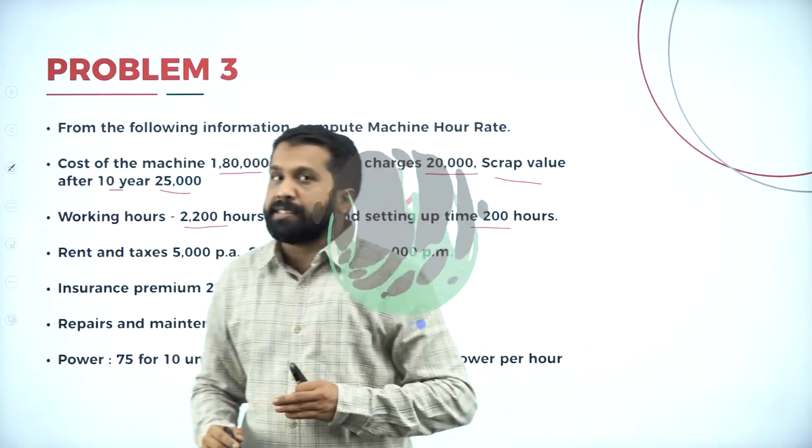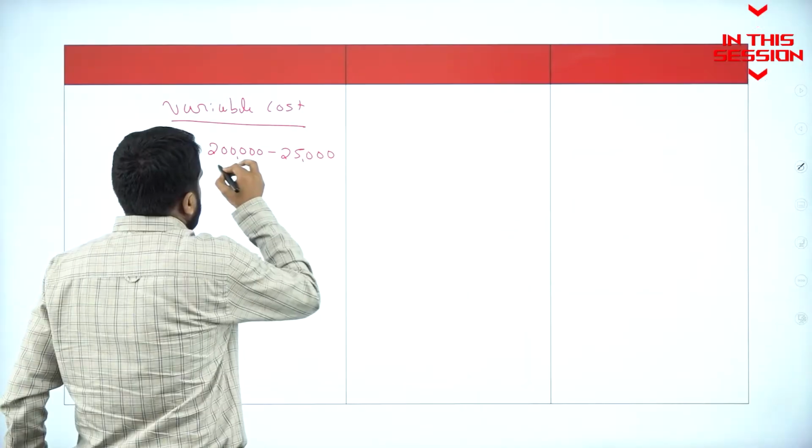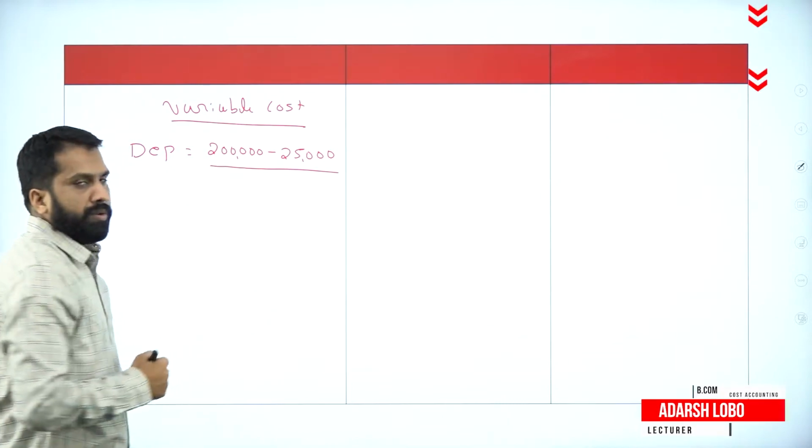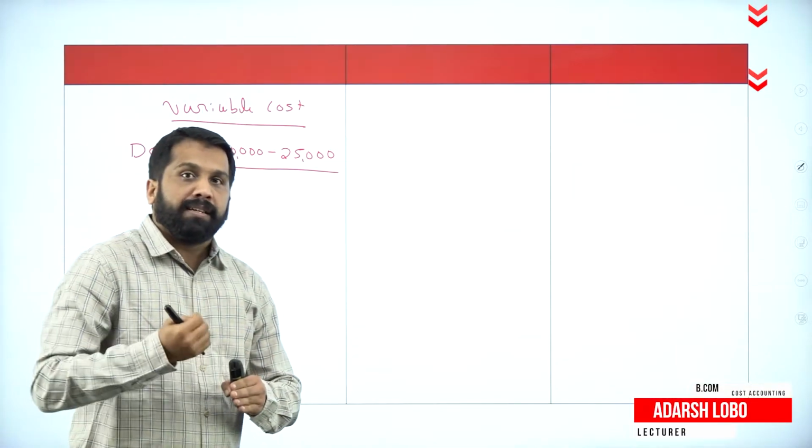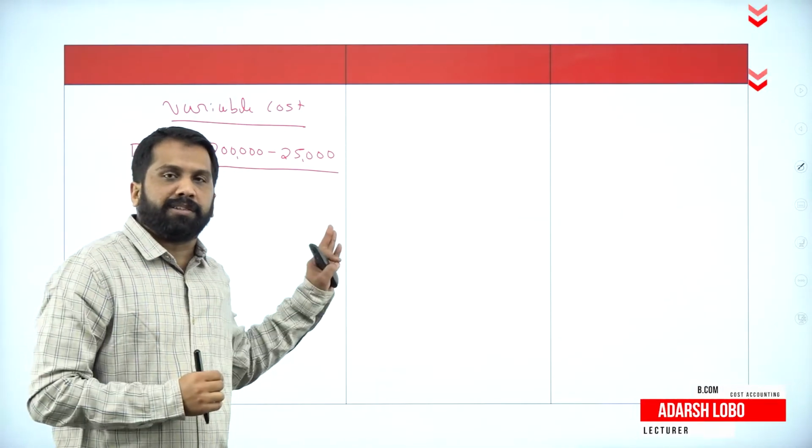Whatever setting up time is there, we are supposed to minus it. Divided by... how come you got 2 lakh? 1 lakh 80 plus installation charges 20,000, that is also part of your cost.